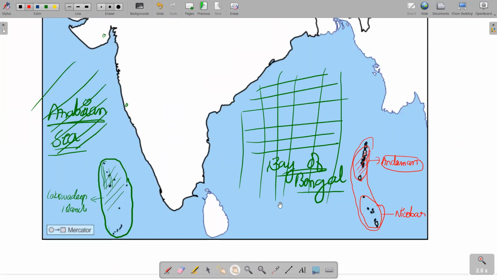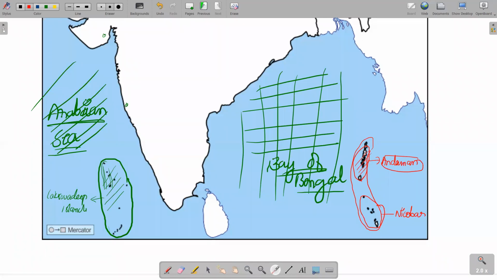Sometimes he will ask you questions indirectly, like try to find out the islands present in the Bay of Bengal. He will not directly ask you to point out the Andaman and Nicobar Islands, but he will ask you to find the islands in the Bay of Bengal. If it is asked like that, then you have to go to the Andaman and Nicobar Islands. Or if he asks you to find the islands present in the Arabian Sea, that means the Lakshadweep Islands.